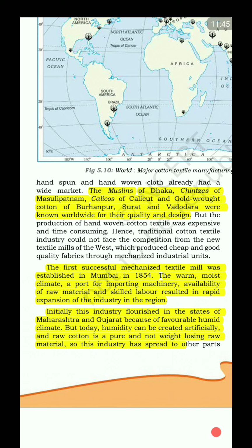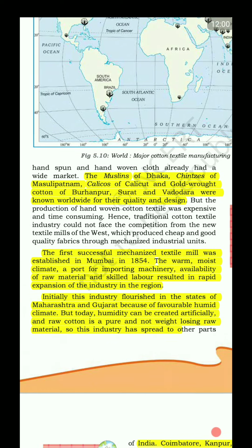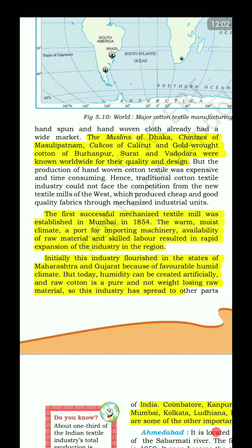The initial bricks were laid in 1854 with the setting up of the first successful mechanized textile mill. Initially this industry flourished in the states of Maharashtra and Gujarat because of the favorable humid climate, but today humidity can be created artificially, right? And raw cotton is a pure and not weight losing raw material. See how important is the weight losing aspect related to the location of industry.